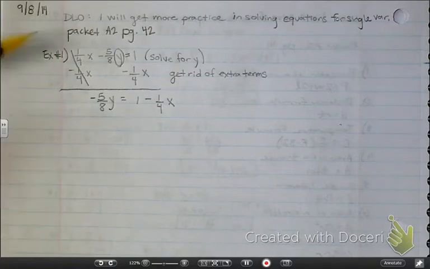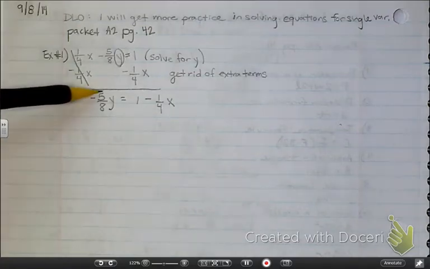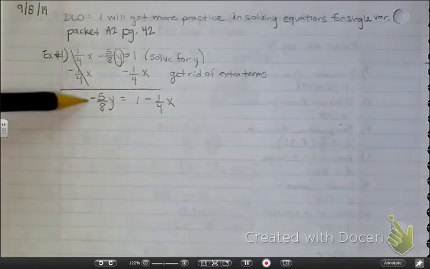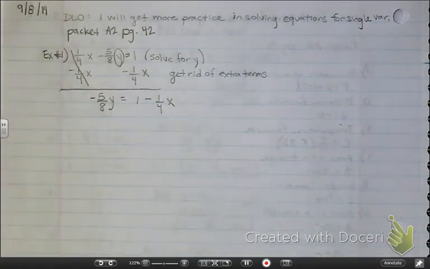Another way you could do it, just to do it in one step instead of two, is you could just multiply by the reciprocal of what's in front of y. So you could multiply by negative 8 over 5. The problem with that is I feel sometimes that students forget what to do with the negative 8 over 5, so we're going to do it in two steps just to make sure it's clear.